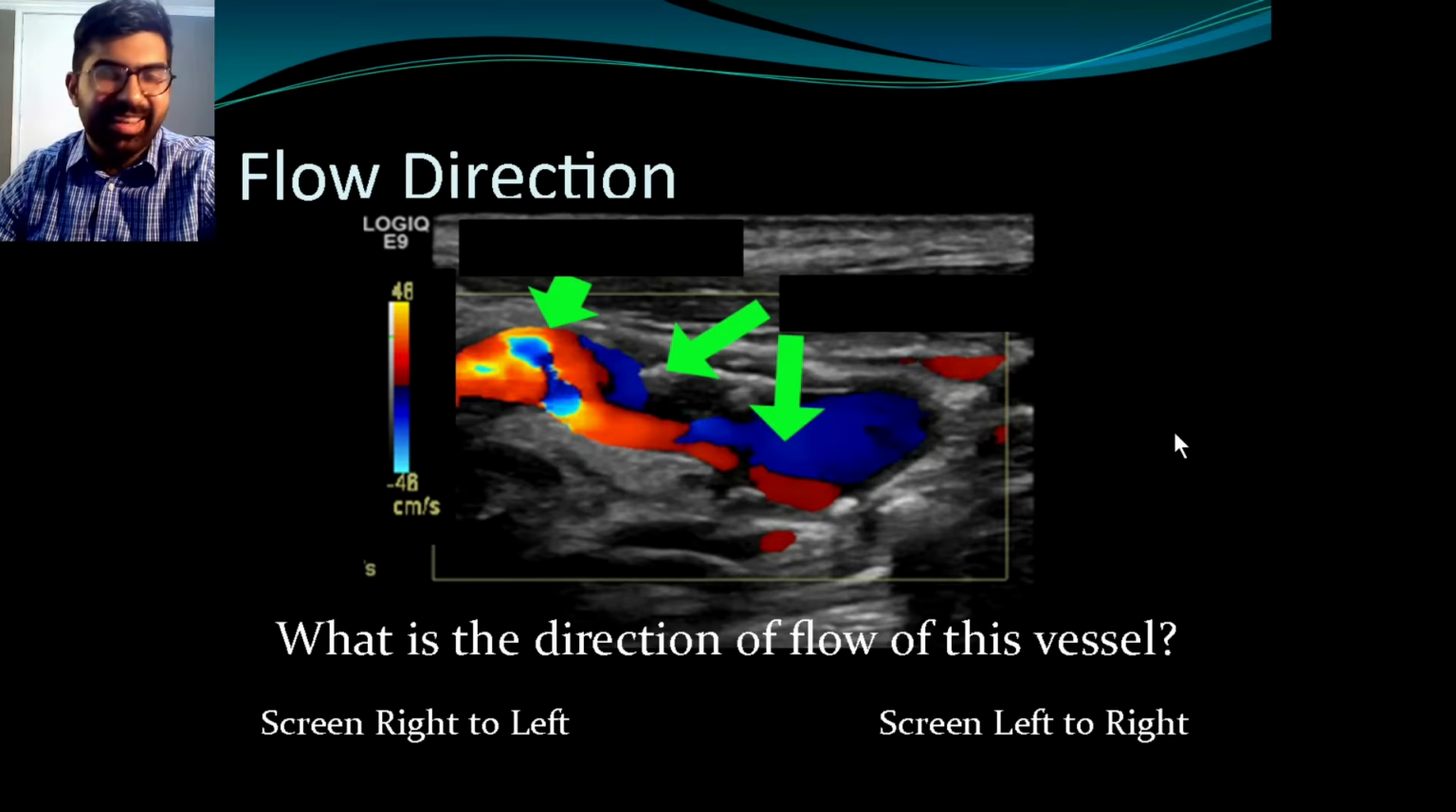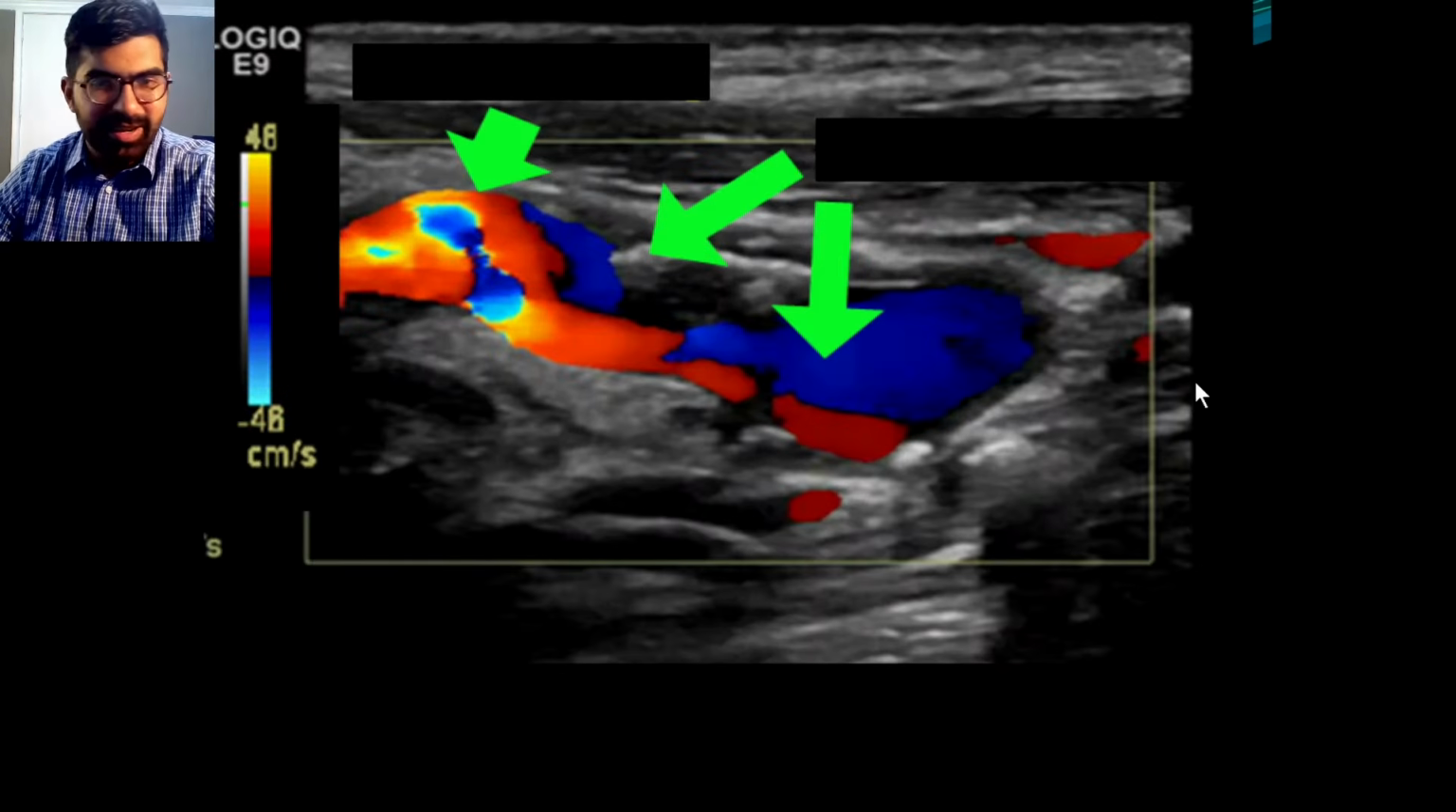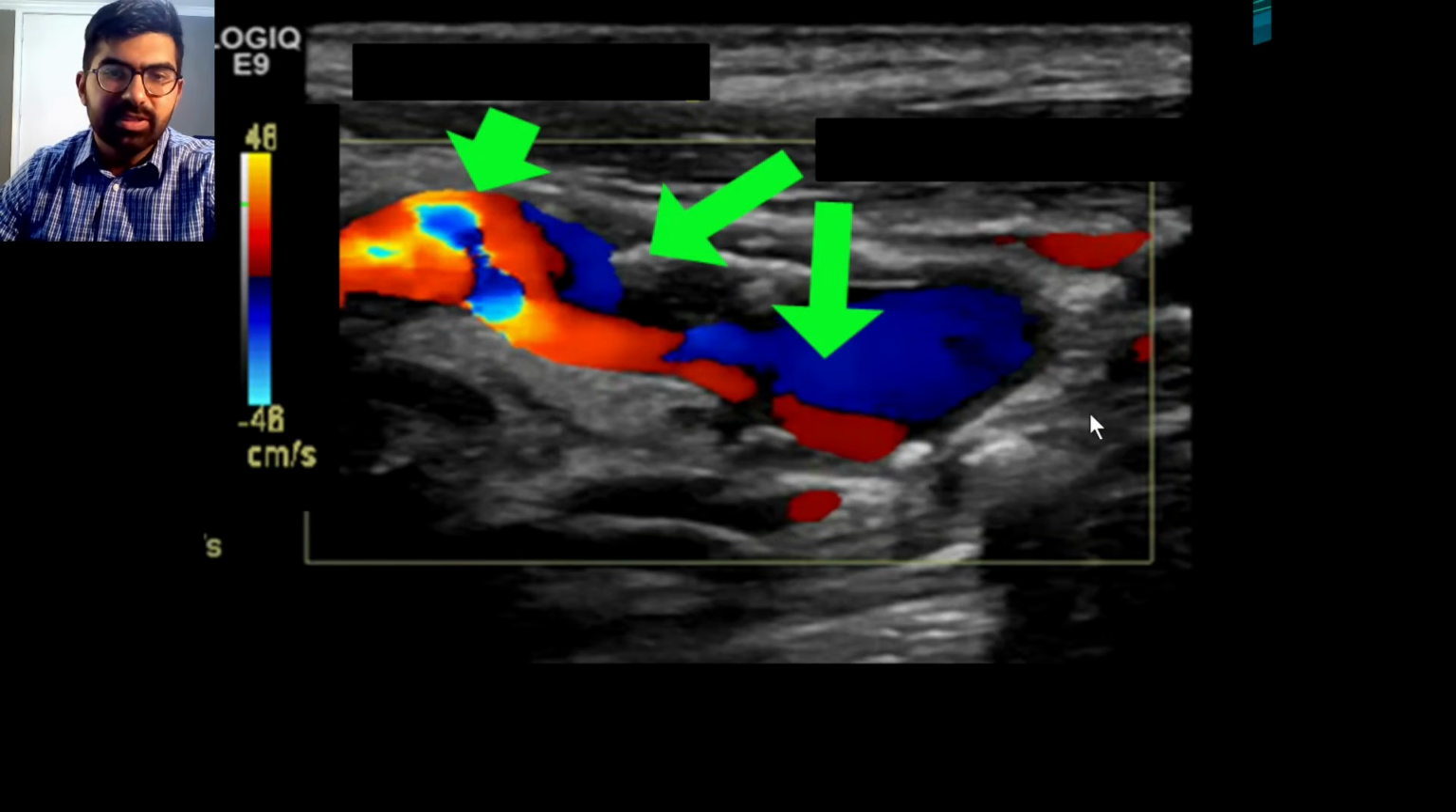Yes, and so again, it is screen right to screen left for some of the simple reasons we talked about. But this particular image has a lot of beautiful findings which are really important to understanding what's going on. So the first thing you notice here is, yes, this is blue here. It's going away from the probe. And then you see that this portion is red, which means going towards the probe. Okay, so it has to be going from screen right to screen left.